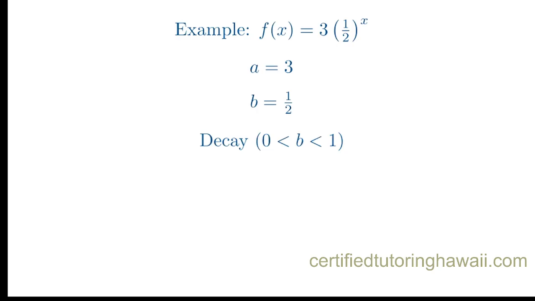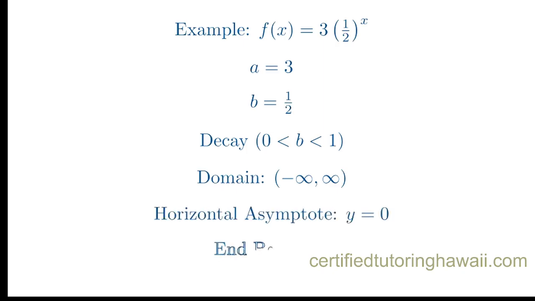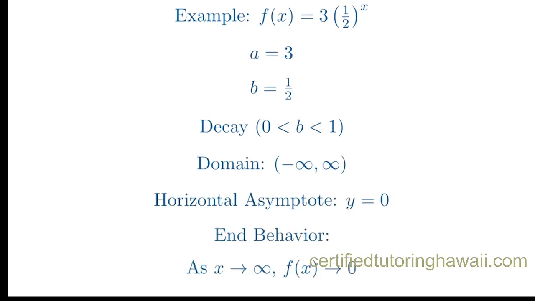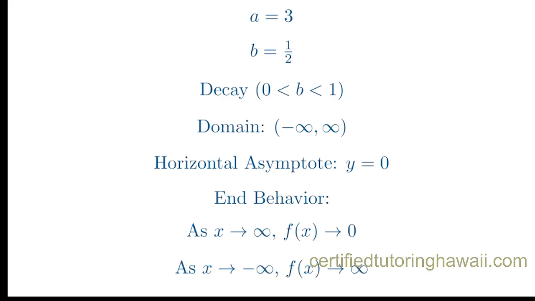What is the domain? The domain is all real numbers, negative infinity to infinity. What about the horizontal asymptote and end behavior? For decay functions with positive a, as x goes to infinity, f of x goes to 0, and as x goes to negative infinity, f of x goes to positive infinity. The horizontal asymptote is y equals 0. The function approaches 0 on the right and infinity on the left. So, we've successfully identified all the key features from the equation.